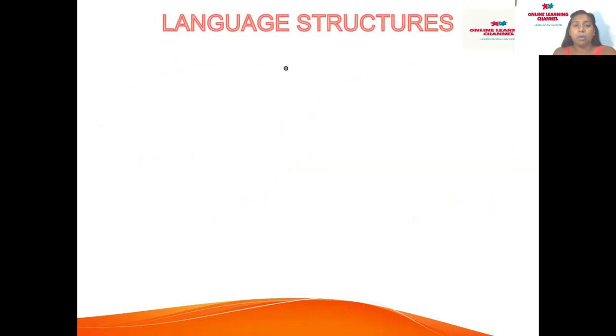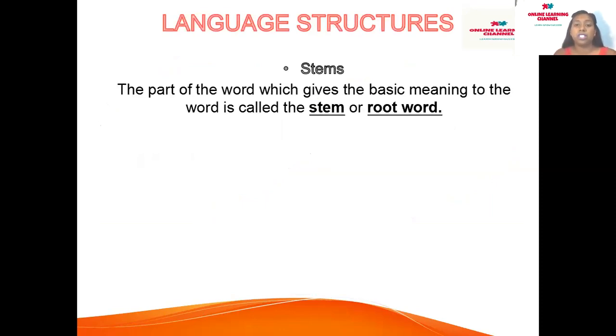Okay, so let's go on to the first one, a stem. What is a stem? A stem is actually quite easy. It's the part of the word which gives the basic meaning to the word, which is called the stem, or it could be called the root word.